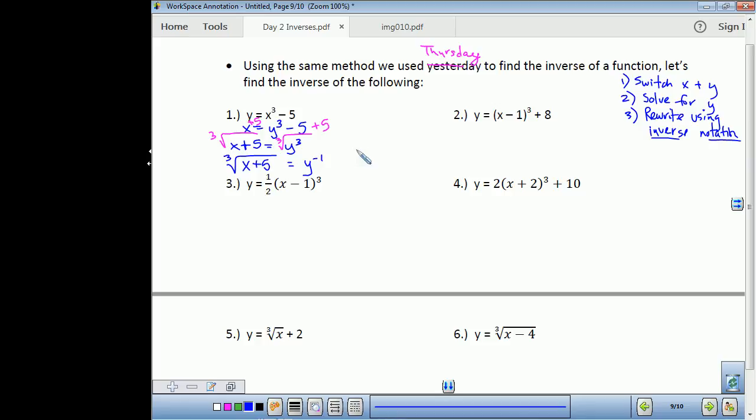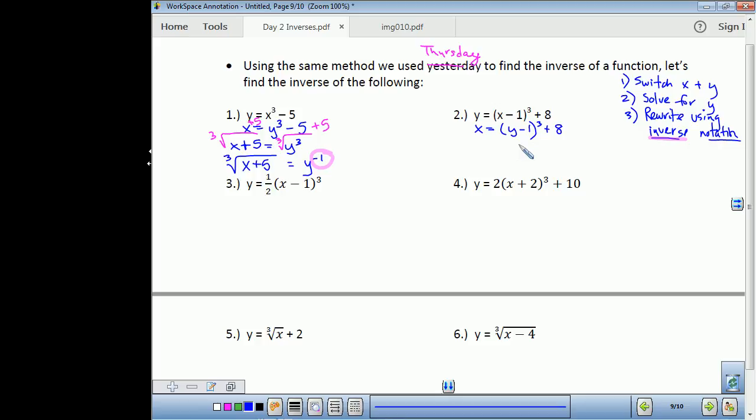Questions? All right, same process for the next 3. What's the point of the negative 1? Why do you put it? Because this little negative 1 means inverse. So that's our step 3. All right, so step 1, switch the x and y. And then we solve for y.